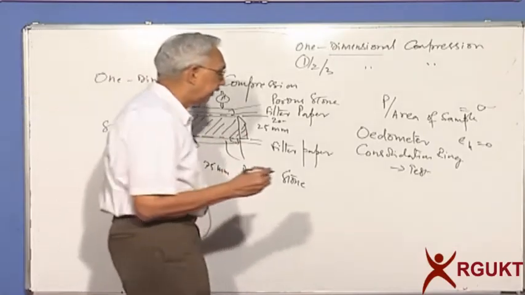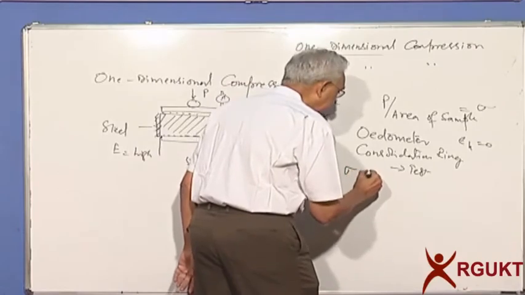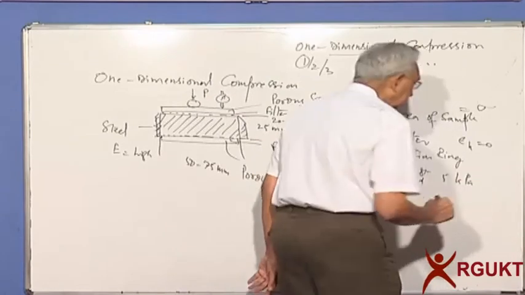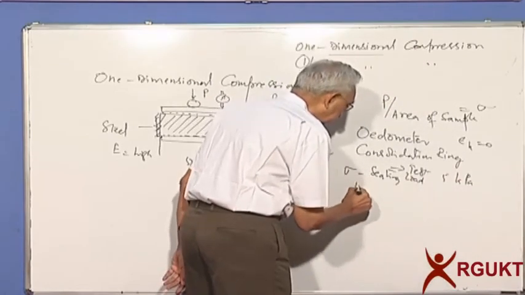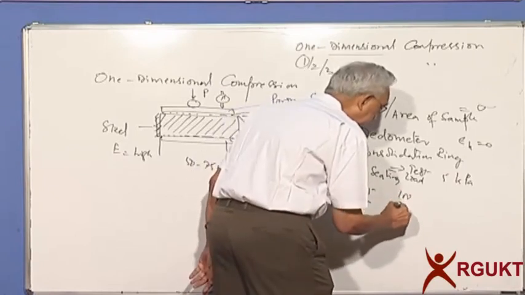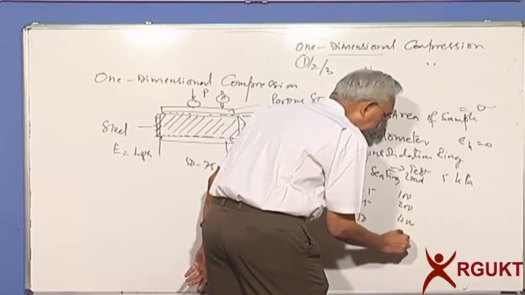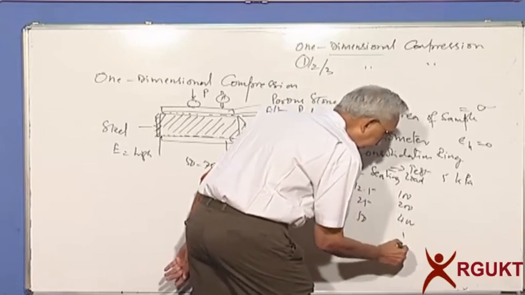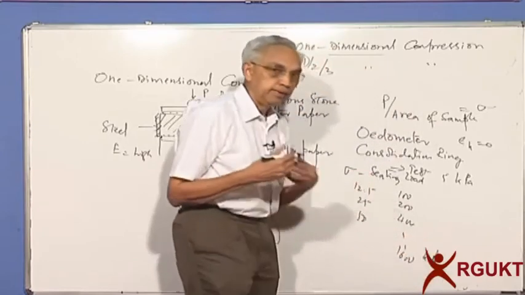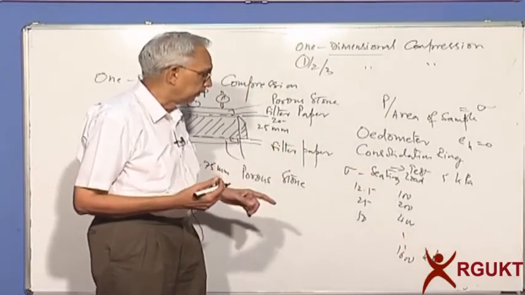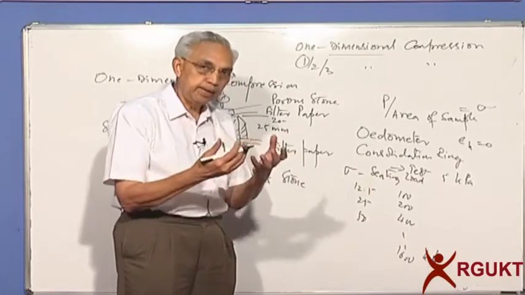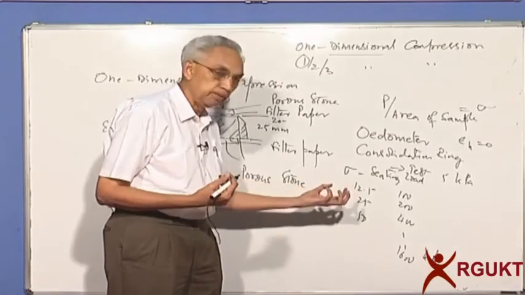What we do is initially we put a seating load sigma, let's say of the order of something like 5 kPa. Then we increase it to, let's say, 12.5, 25, 50, 100, 200, 400, up to something like, let's say, 800, 1600 kPa. This is called increasing by doubling the load. So from 12.5, I go to 25. So whatever is the load, I double it, and then I take the compression.